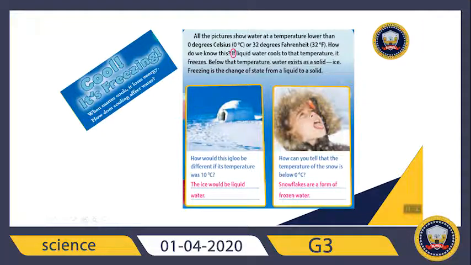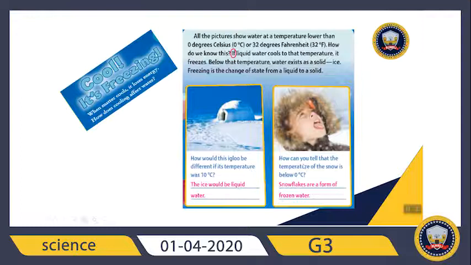Look at this picture and look at this picture. The question is, how would this igloo be different if its temperature was 10 degrees Celsius? Our answer is the ice would be liquid water. This igloo house is now solid and it's ice because the temperature is lower than 0 degree. But if it turns to 10 degree, the ice would be liquid water.